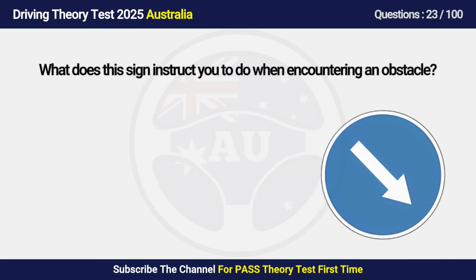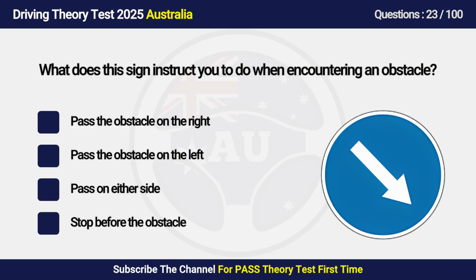Question 23. What does this sign instruct you to do when encountering an obstacle? A. Pass the obstacle on the right. B. Pass the obstacle on the left. C. Pass on either side. D. Stop before the obstacle.